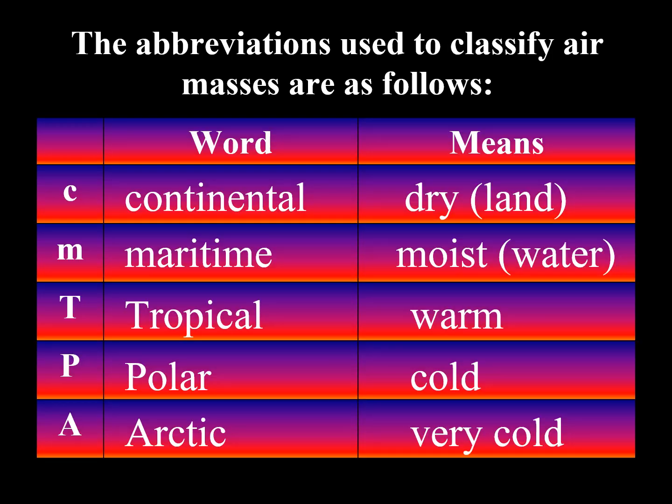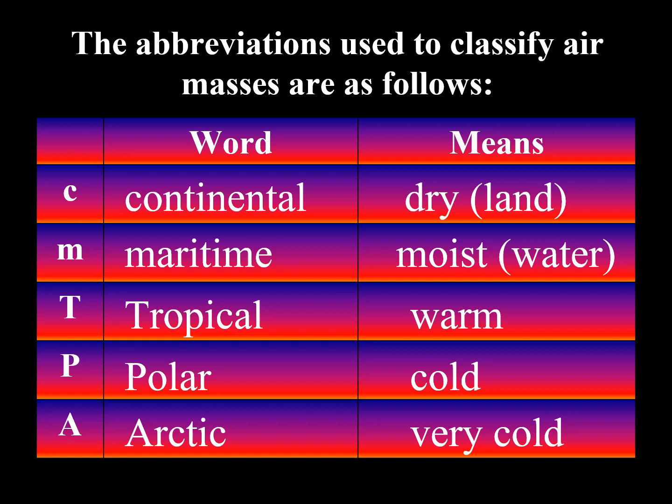So there's two things we're going to look at when we're deciding how we're going to classify our air mass. The first is we're going to look to see if it's continental. Was it formed over land or dry land, or is it maritime? Was it formed over a large body of water? That's what maritime means. So first we decide dry or wet, continental or maritime.